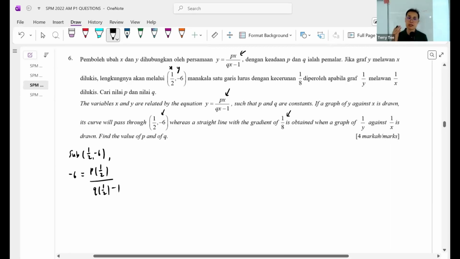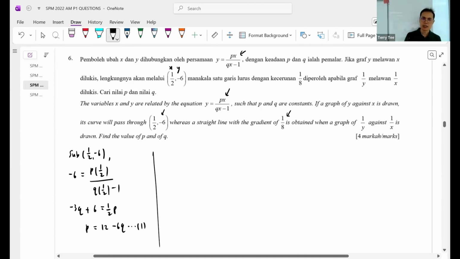Now the problem is this equation has how many unknowns? 2, p and q. So we can't simplify it. You can multiply over first. Okay, let me multiply over. Half times minus 6 is minus 3q. Minus 1 times minus 6 is positive 6. This is half p. You can make p as a subject times over 12 minus 6q. Equation number 1. Right? Leave it.